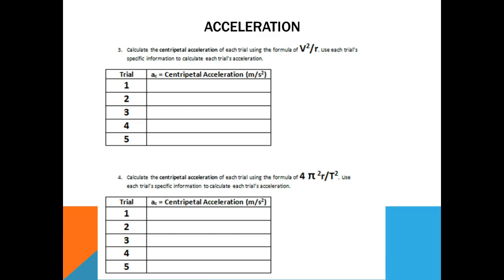To calculate the centripetal acceleration, we're going to use the formula v squared divided by r. We know the radius. We know the velocity, so we just calculated it. So you're going to take the velocity from the last set of data that you just calculated and divide it by the radius of each trial, which we have in our chart in our lab. Throw it in your calculator.